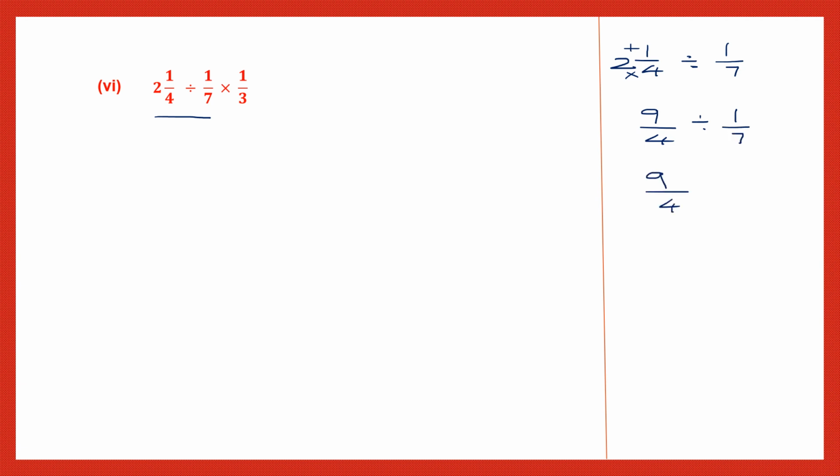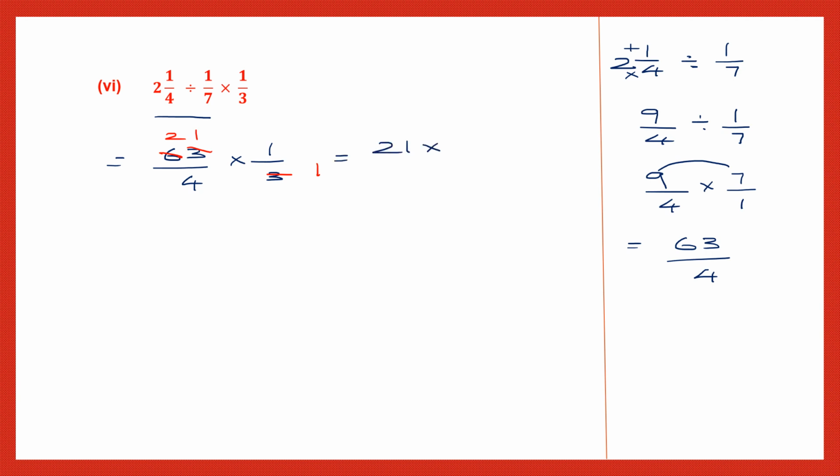9 by 4 into 7 by 1. Nothing to be cancelled, so we multiply. 7 nines are 63 and 4 ones are 4. So let's write that there. So here we have 63 by 4 into 1 by 3. Now we can cancel 3 and 63. 3 ones are 3, 3 twos are 6, 3 twenty-ones are 63. So now let's multiply what is in the numerators. Numerator we have 21 into 1 and denominator we have 4 into 1.